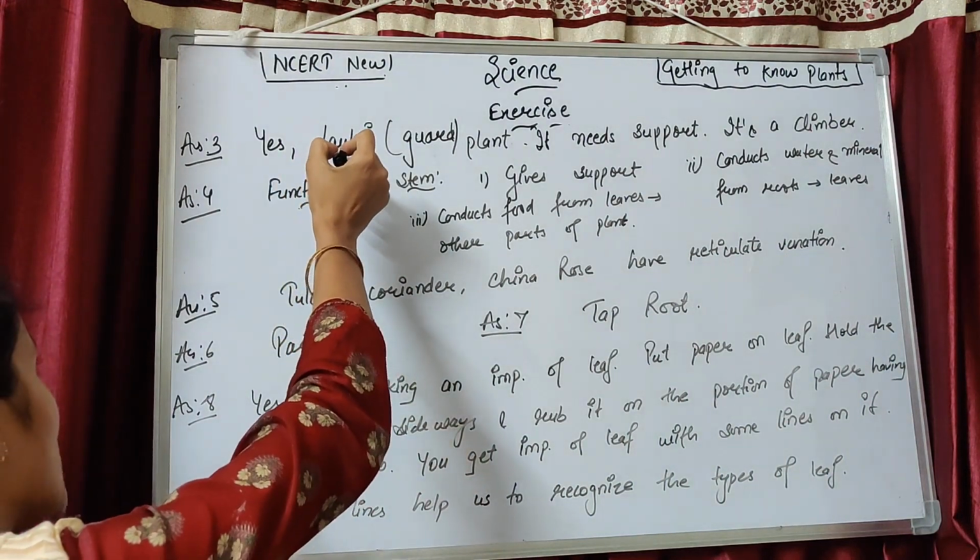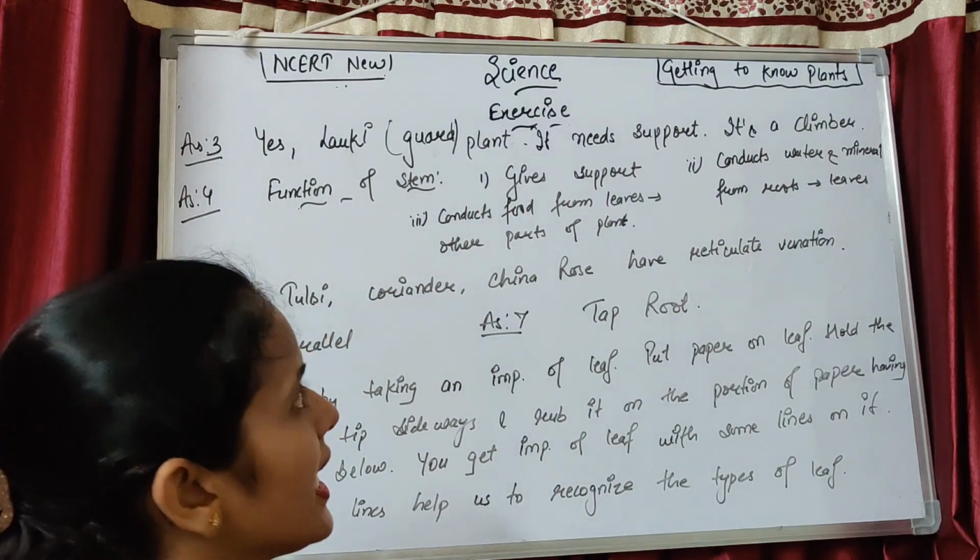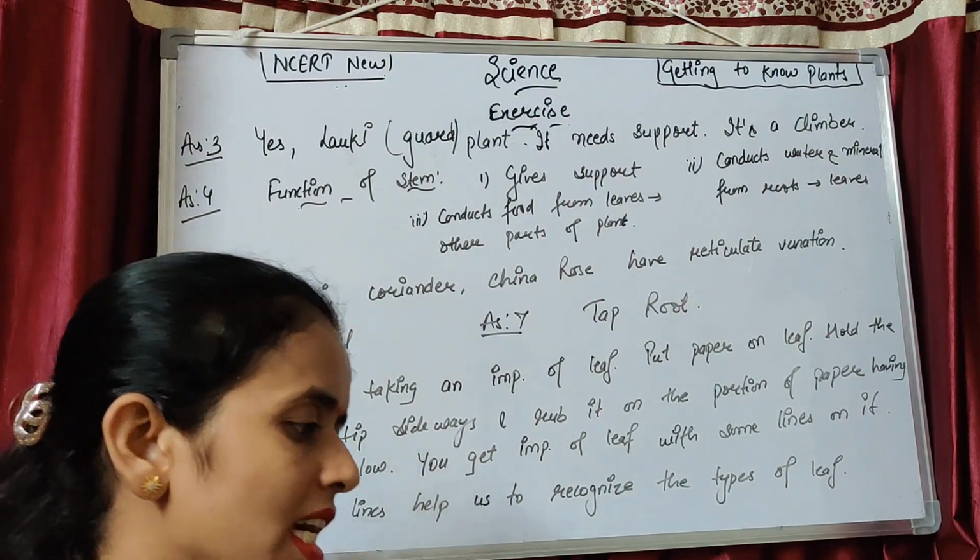That plant is Loki, or you can say gourd. Loki, or you can say gourd plant. It needs support and it is a climber.